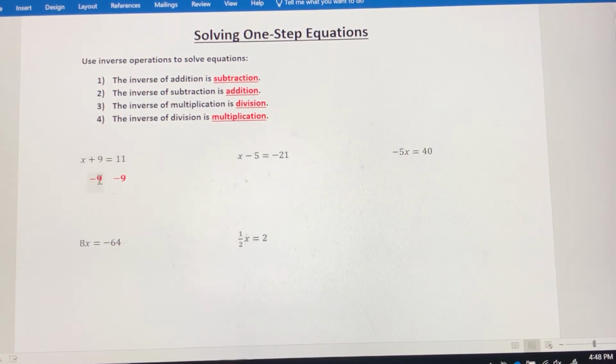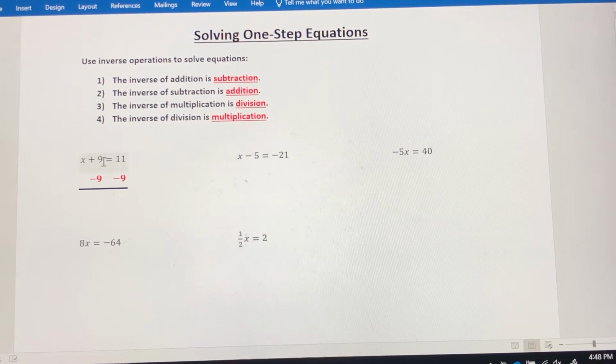Well, if we do that to the left side, we have to do that to the right side. It maintains equilibrium. It keeps the sides of the equation balanced, okay? This is the left side. This is the right side. We always want to keep those balanced, all right?